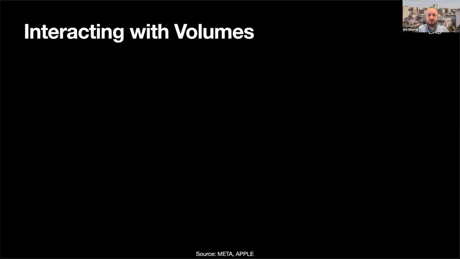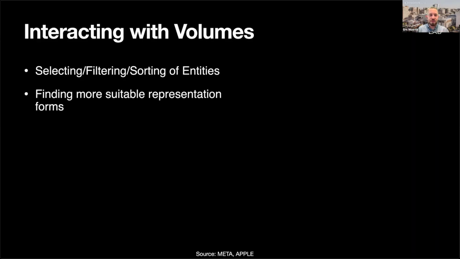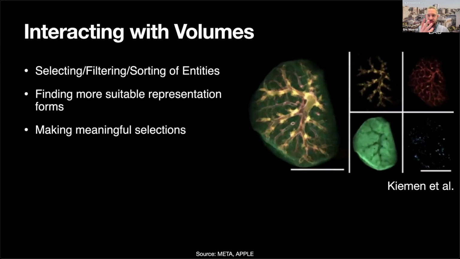So beyond the 2D and what we've just heard, how can we actually interact with volumes, right? This is a tricky question. In volumetric data, we also want to be able to select, filter, and sort entities. We want to find the most suitable representation forms. So 3D comes with the problem that you have a lot of occlusion. That means some structures are maybe in front of the structures you actually want to see. And so there are clever ways to work around that. We want to make meaningful selections, which is also tricky in 3D. And this is one example of how you could, for example, dissect volumes, so you have individual views of structures.